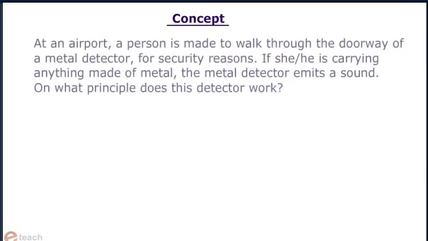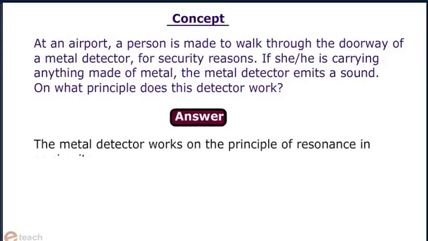Concept. At an airport, a person is made to walk through the doorway of a metal detector for security reasons. If she or he is carrying anything made of metal, the metal detector emits a sound. On what principle does this detector work? Answer. The metal detector works on the principle of resonance in AC circuits.